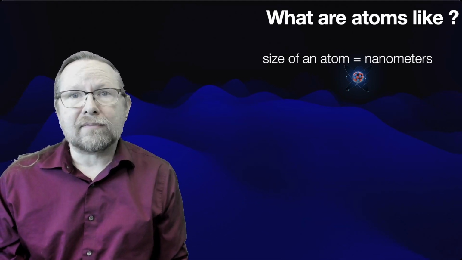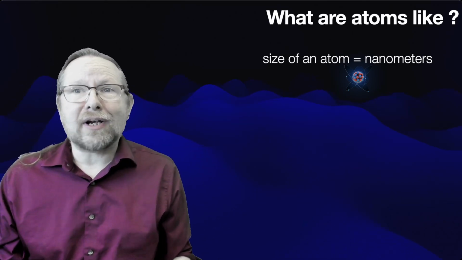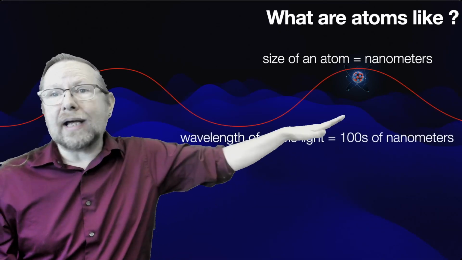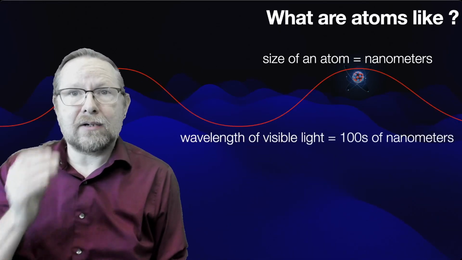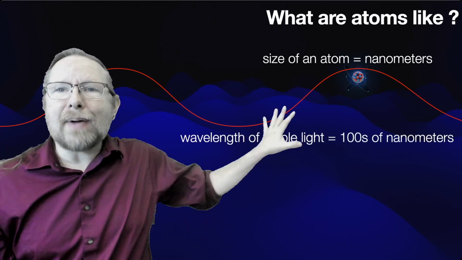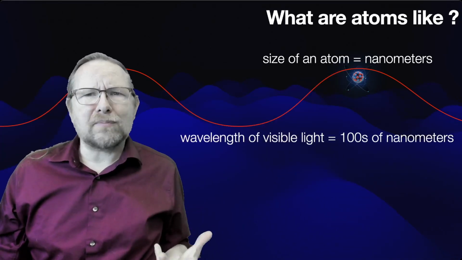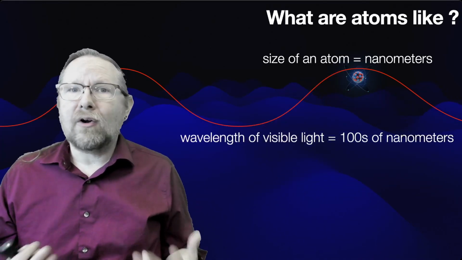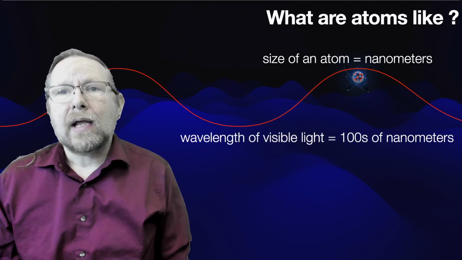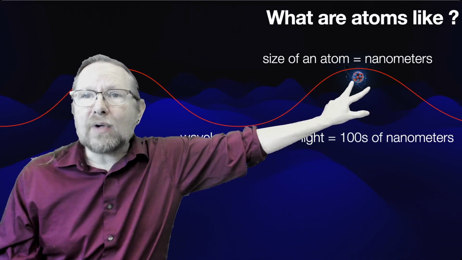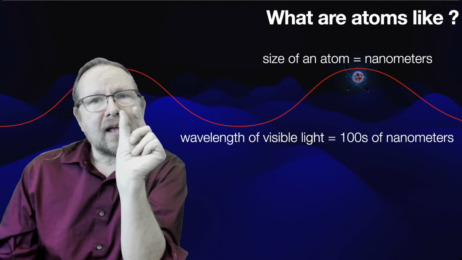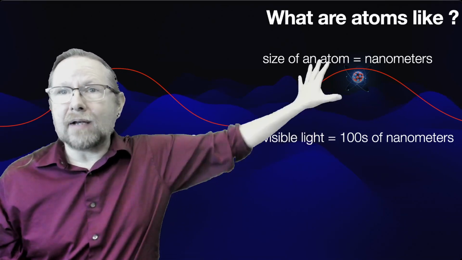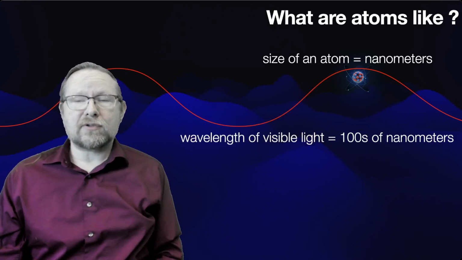The wavelength of light, the stuff we use to look at things, has a wavelength, visible light anyway, of hundreds of nanometers. Meaning that you can't bounce visible light off of an atom. You can't take a picture of an atom with red light or blue light or green light. In order to see an atom, you would have to use light that has a wavelength comparable to the size of the atom, a wavelength of nanometers.